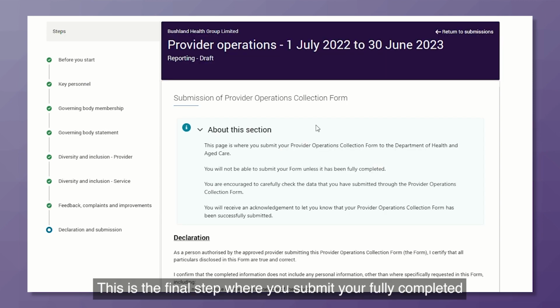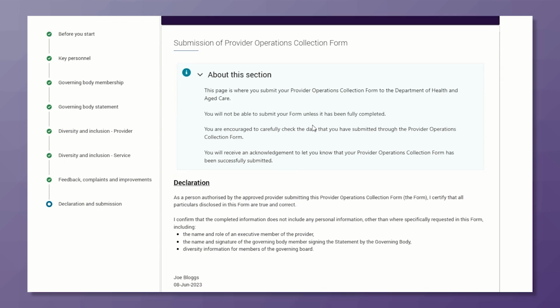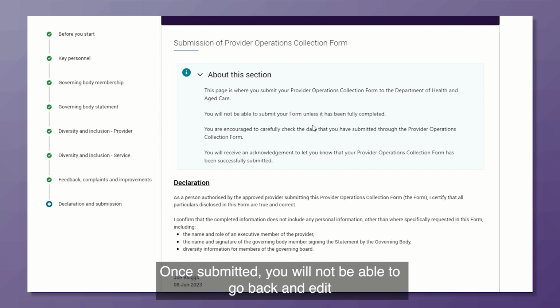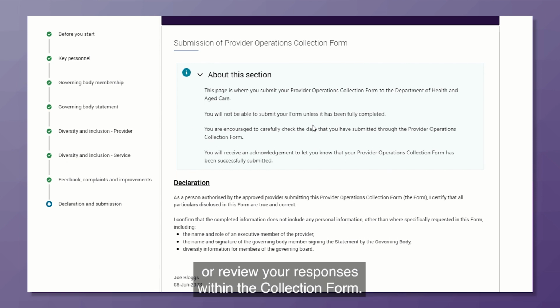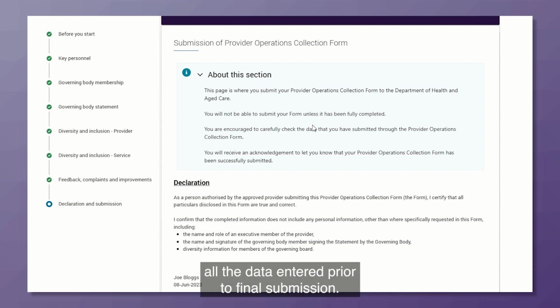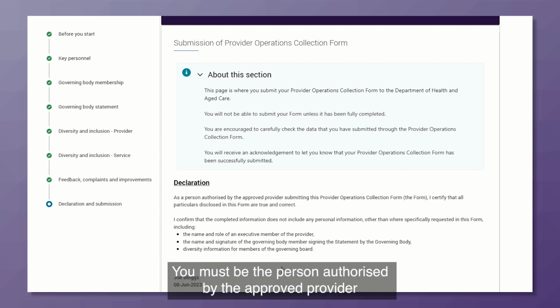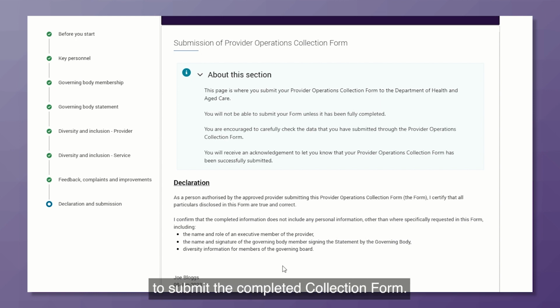This is the final step where you submit your fully completed Provider Operations Collection Form to the Department of Health and Aged Care. Once submitted, you will not be able to go back and edit or review your responses within the collection form. You are encouraged to carefully check all the data entered prior to final submission. You must be the person authorised by the approved provider to submit the completed collection form.